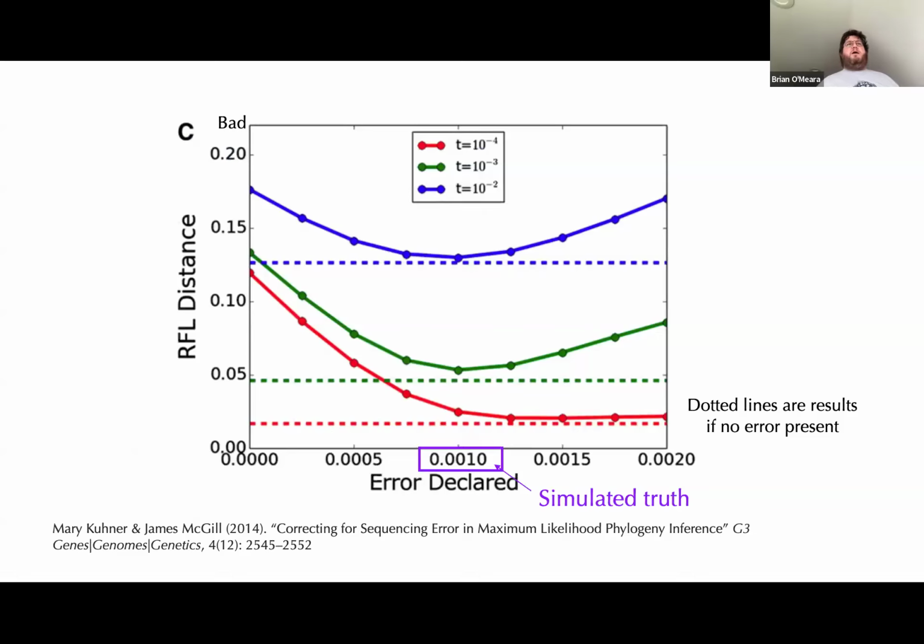And so they fit a model where the y-axis is distance from the true tree, right? So this is good, this is bad. And this is the amount of error that they set the program to assume, and here's the true value, 0.001. It's a very small error rate, 0.1% error rate. And they found that if you assumed no error, you were further from the truth than if you assumed the true value of error. And as a field, 10 years later, we are here. This is what we're still assuming for our error rate when we infer trees, okay?